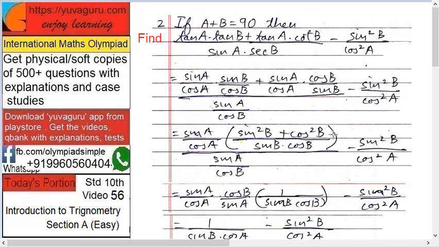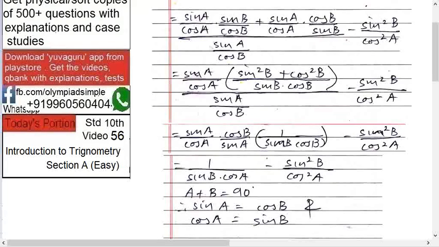Into this becomes 1 upon sin b cos b minus this, as it is, sin square b upon cos square a, the whole upon... So let's start again. So sin a upon cos a into cos b upon sin a into 1 upon sin b cos b minus sin square b upon cos square a. Therefore, again solve this, equals 1 upon sin b cos a.